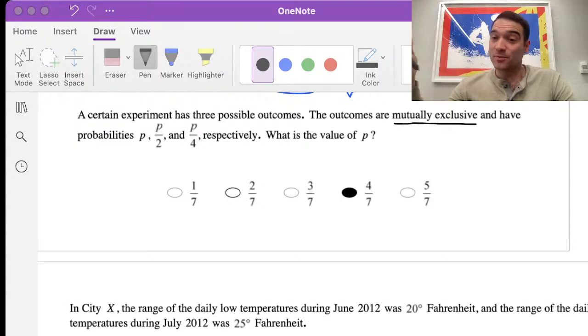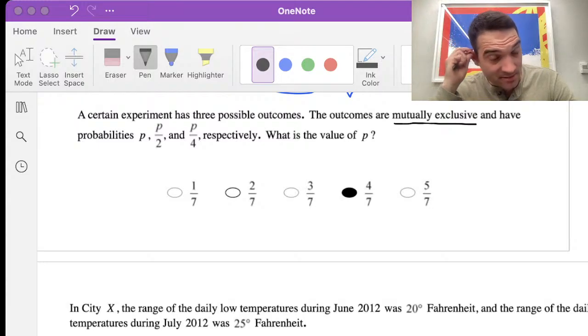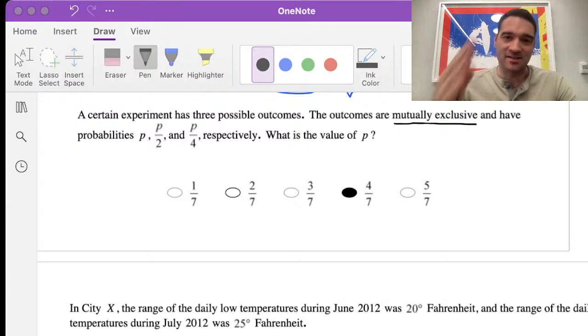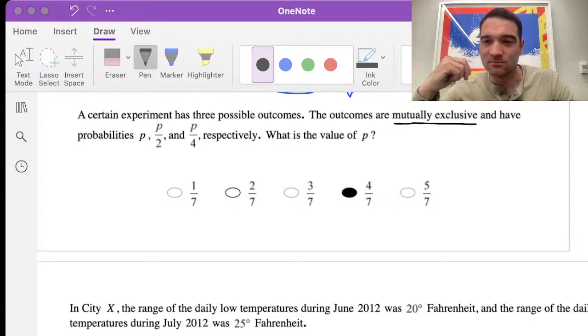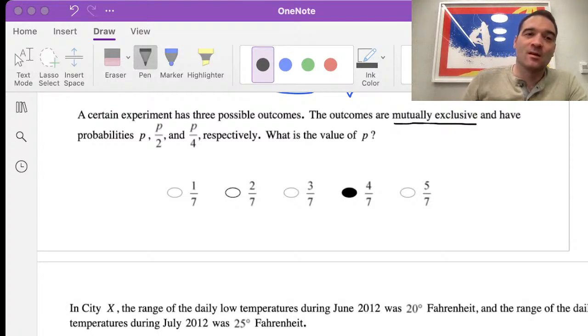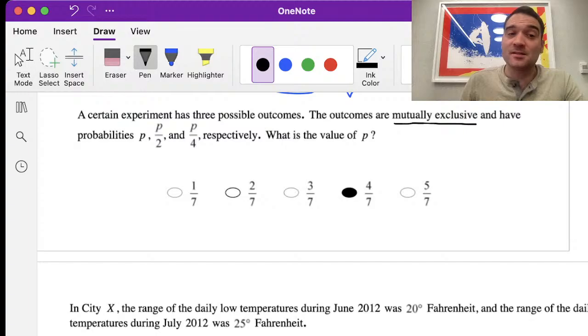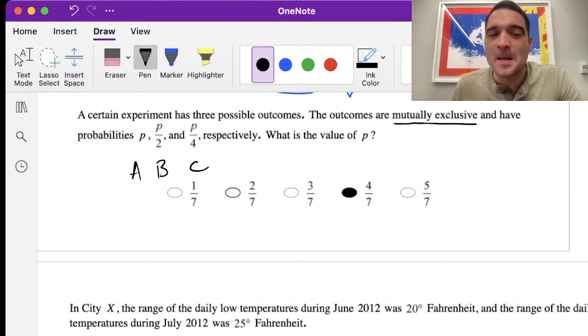Right. And so one particular example of this would be the rules of a die, right? I can't roll a 1 and a 6 on the same roll. A die can only have one roll at the same time. So when we say that these outcomes are mutually exclusive, let's call them A, B, and C, outcome 1, 2, and 3. Outcome A can't happen at the same time as outcome B.